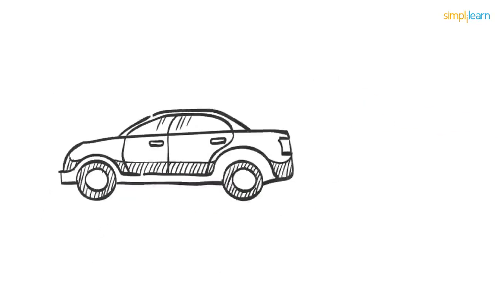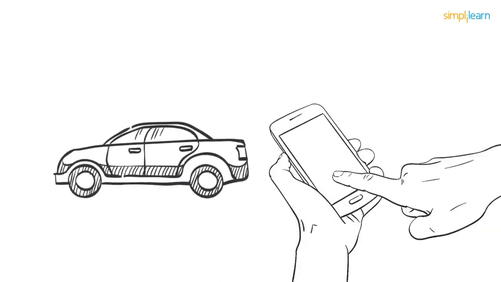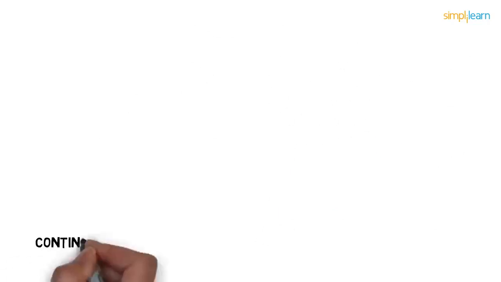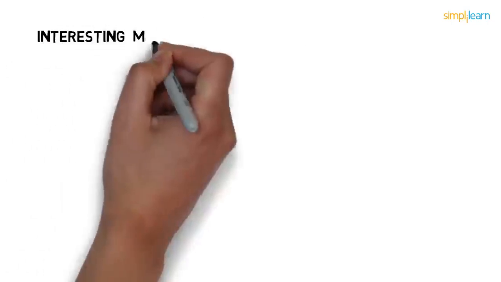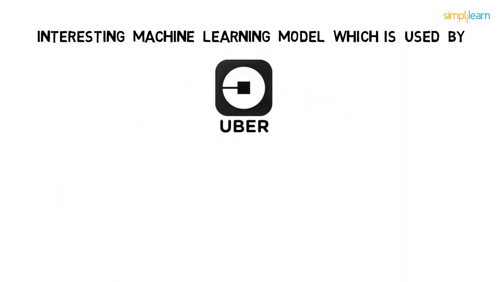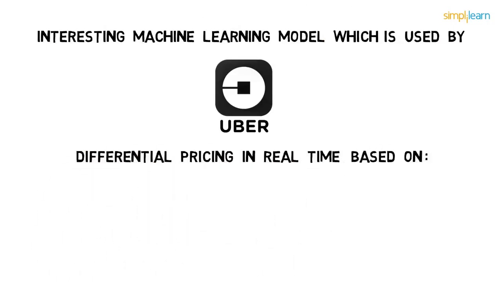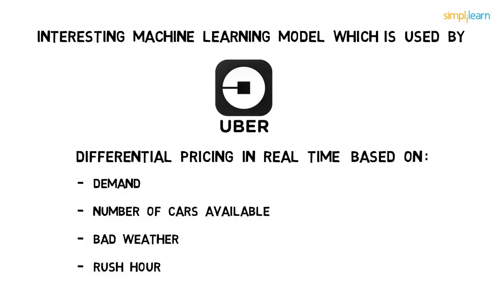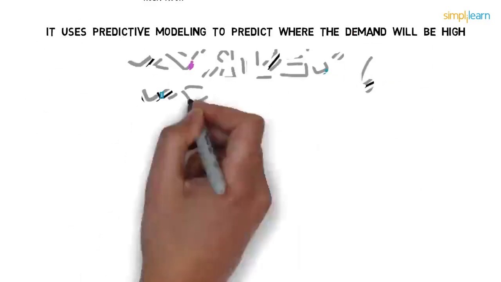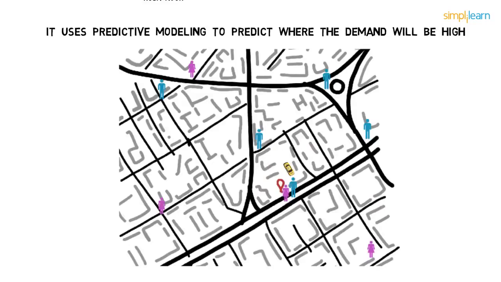While booking a cab, you must have encountered surge pricing often, where it says the fare of your trip has been updated. Continue booking? Yes, please. I'm getting late for office. Well, that's an interesting machine learning model which is used by global taxi giant Uber and others, where they have differential pricing in real time based on demand, the number of cars available, bad weather, rush hour, etc. So they use the surge pricing model to ensure that those who need a cab can get one. Also, it uses predictive modeling to predict where the demand will be high with the goal that drivers can take care of the demand and surge pricing can be minimized.